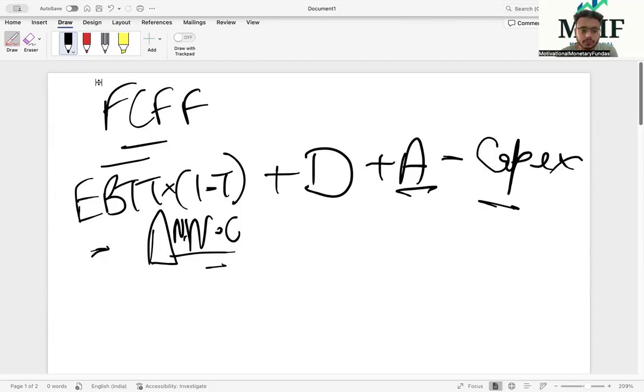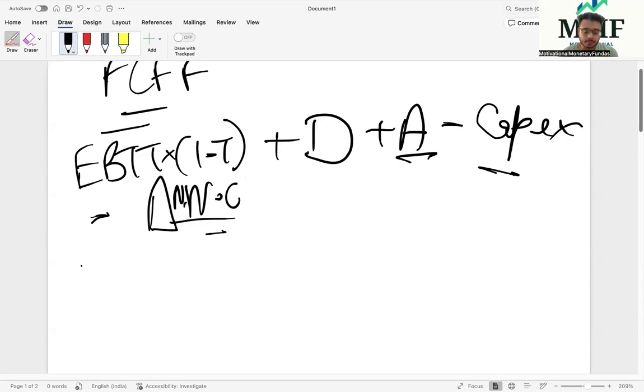ठीक है। अब if we talk about free cash flow to firm, it is the total cash flow that is available to all the capital providers. Who are the two major capital providers in a company? Equity holders and debt holders.